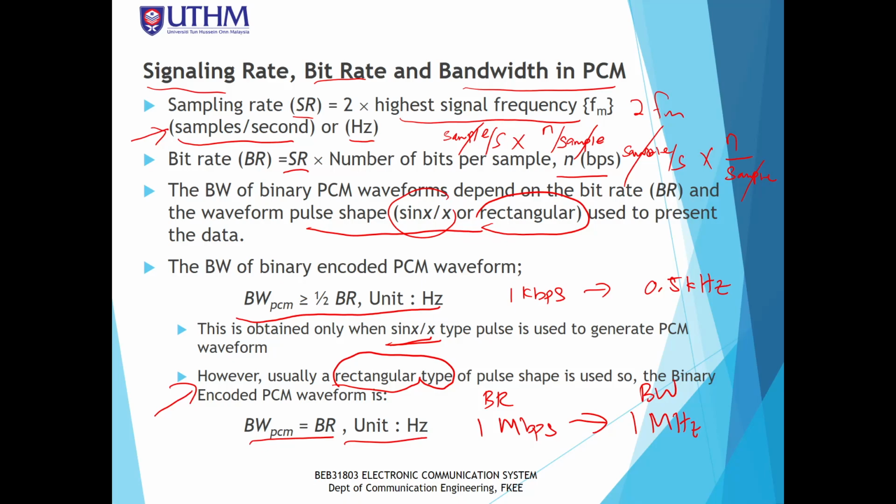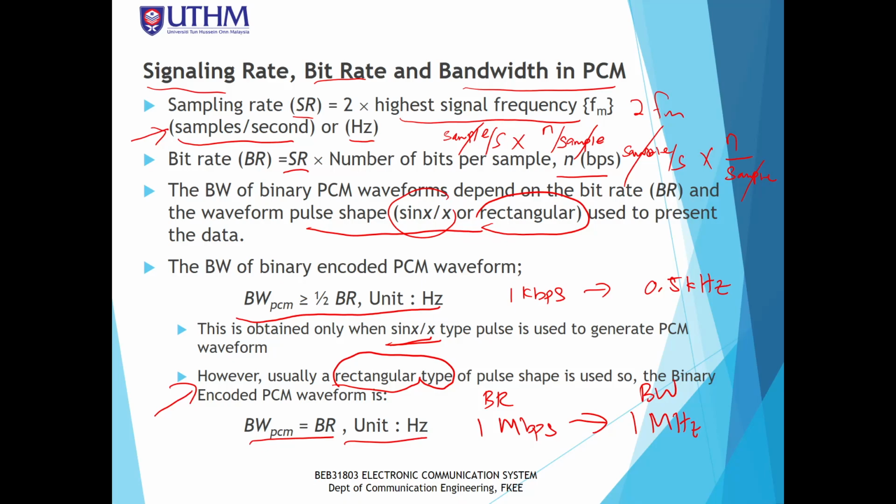The bandwidth of PCM depends on the bit rate and the waveform pulse shape, either sinc function or rectangular, used to represent the data. In the sampling process, we should take note whether we use a sinc function or a rectangular pulse train for the sampling. Both produce different bandwidth values.